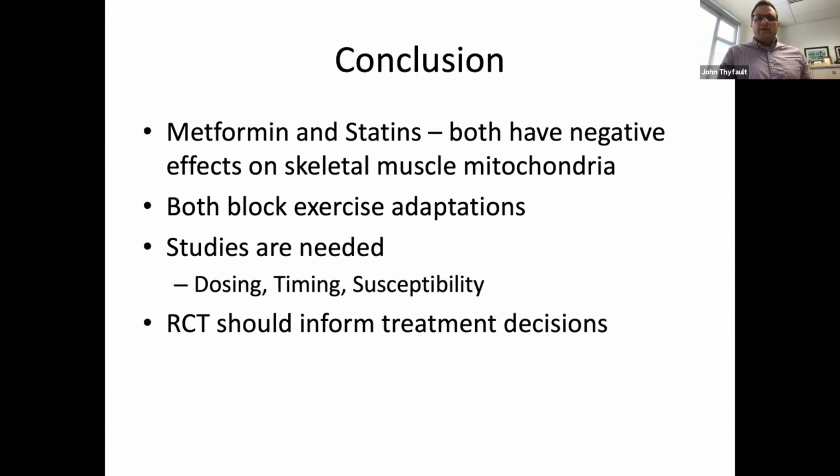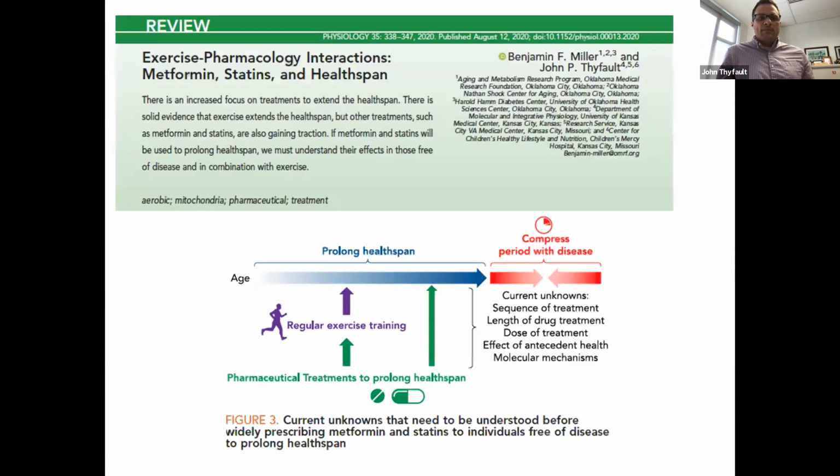Dr. Miller got NIH funding, and he is now doing a bigger randomized controlled trial studying the effects of statins plus exercise. We recently wrote a review in the physiology journal from the APS, and Dr. Miller is an aging expert, and what we talked about in the paper was the effects on health span. The whole idea is that you want to prolong health span as long as you can before you have to go into a disease period. You want to compress this disease period as much as you can. And the question is whether pharmaceutical treatments prolong the health span, or if they block the ability of exercise to prolong that health span.